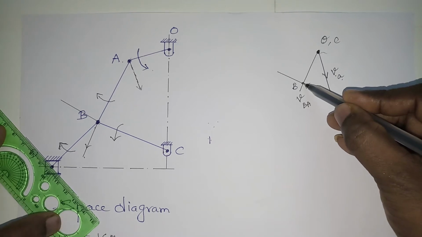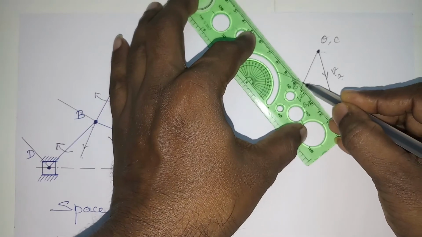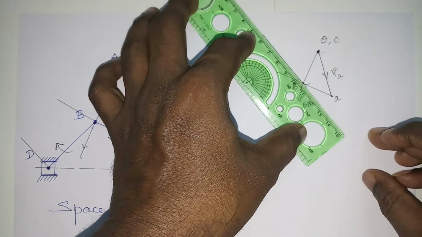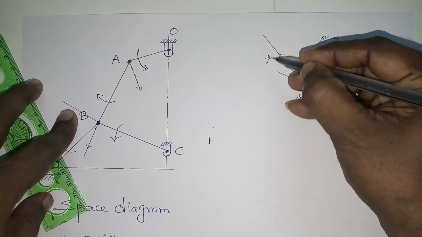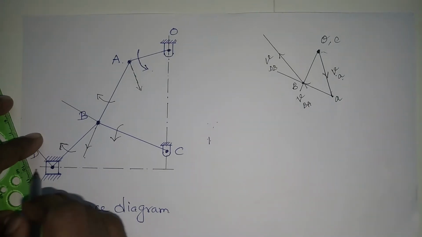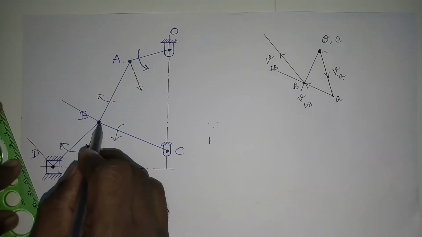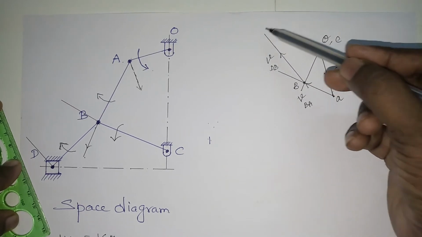Without changing the position, move towards point B and just draw a line like this. Now this is representing velocity of D with respect to B. Velocity of D with respect to B is represented here. We don't know the distance, so simply extend the line.